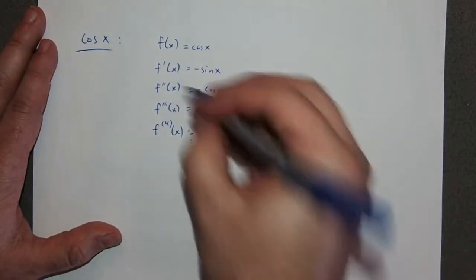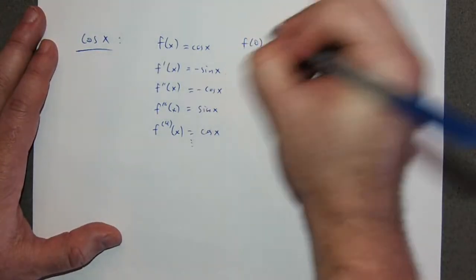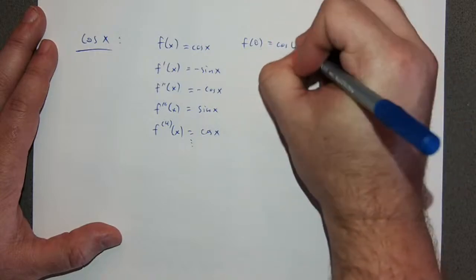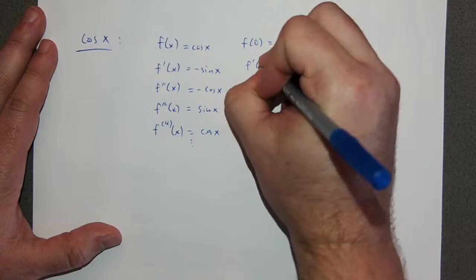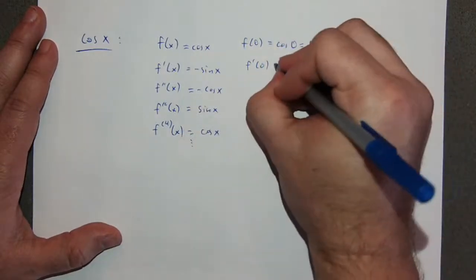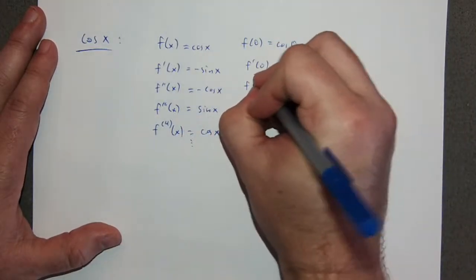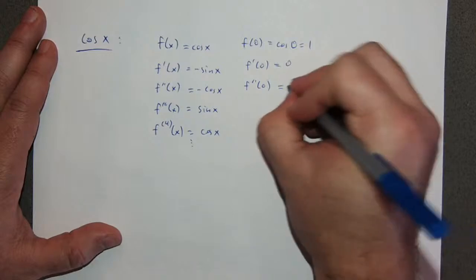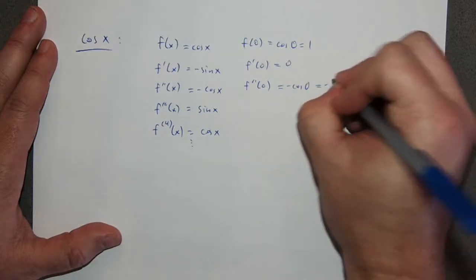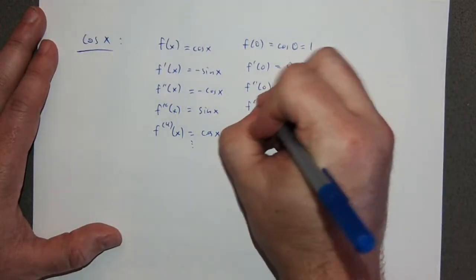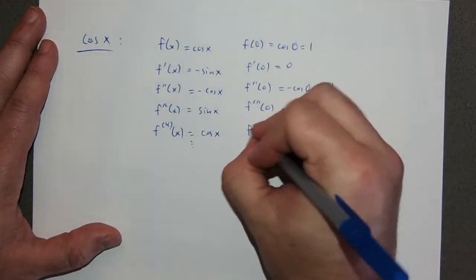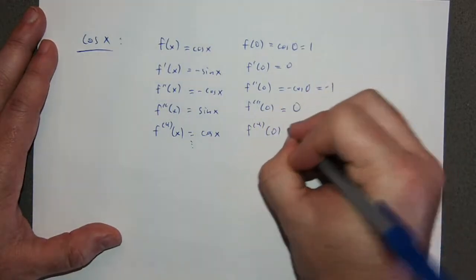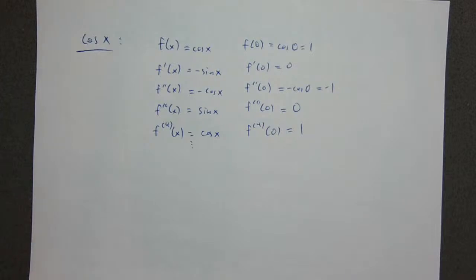Let's plug in 0 here. So f of 0 is cosine 0, which is 1. f prime of 0 is minus sine 0, that's just 0. f double prime of 0 is minus cosine 0, which is minus 1. f triple prime of 0 is sine 0, which is 0. And f quadruple prime of 0 is 1. And then it repeats after that.